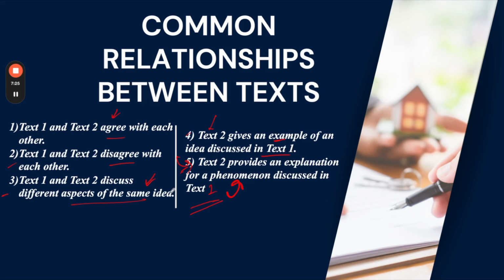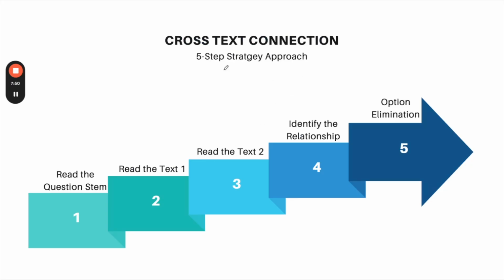This is how the two texts can share different relationships, and it's extremely important for you to identify that relationship correctly even before you start eliminating your options, right? But again, these are commonly seen. You can definitely find more than these relationships, but these 5 relationships are the most commonly seen relationships between the two texts. Now we'll go ahead and see the 5-step strategy approach for this particular type.